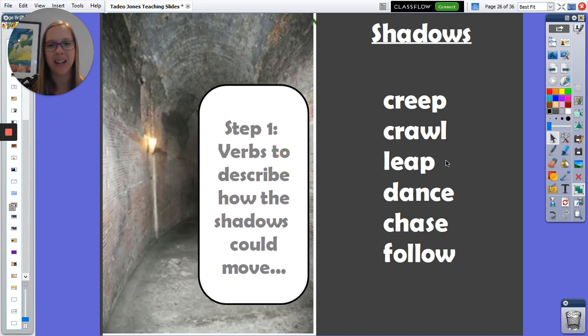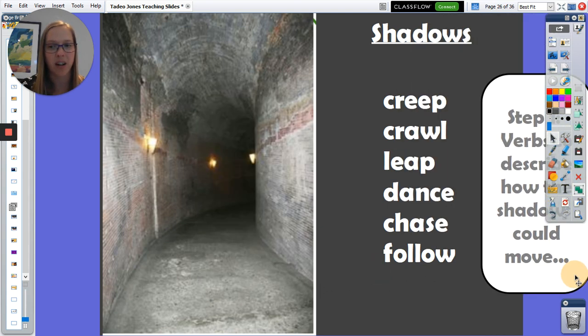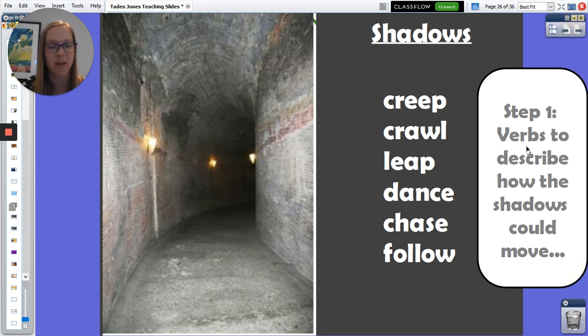Creep, crawl, leap, dance, chase, or follow. Those are the verbs that I came up with. Let's have a look at our shadow picture. What do you think? Do you agree with what I've come up with? Creep, crawl, leap, dance, chase, or follow.